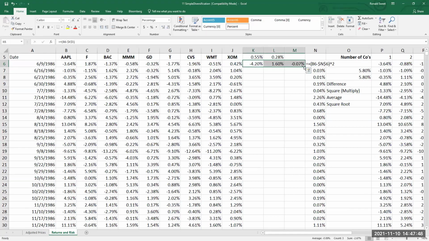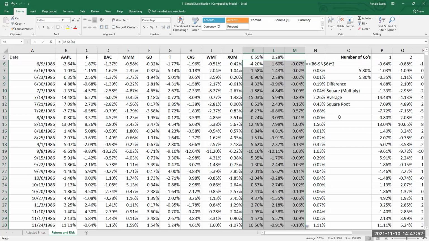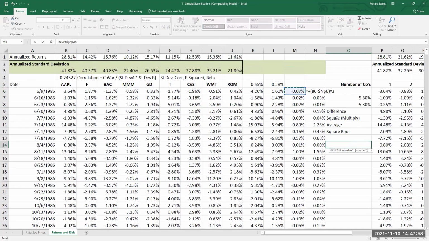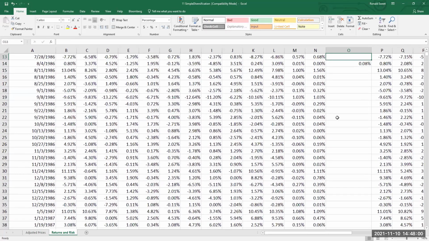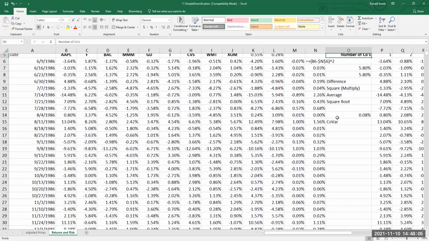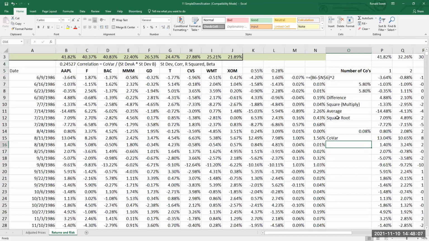And so we take all of those, and then we take the average of all of those, and that's called covariance. And that's in the equation. Yeah, that's the covariance. And so your correlation is your covariance divided by the standard deviation of Apple. We already have that, 5.8.